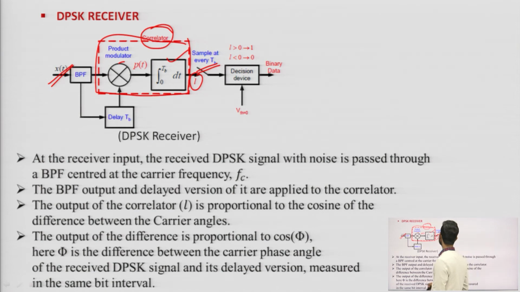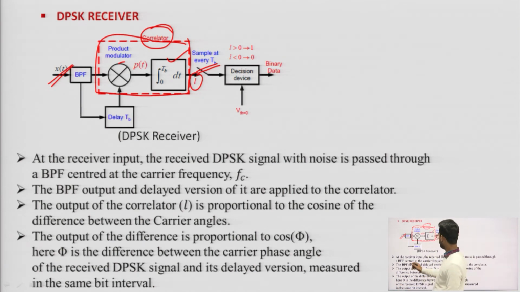Okay, and after that it will pass through a sample circuit, and that output L will then pass through a decision device, and that decision device will check whether that signal is greater than the threshold or less than the threshold. Accordingly it will decide whether it should be considered as 0 or 1.